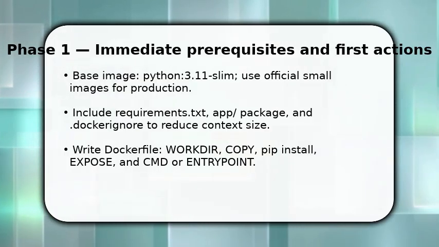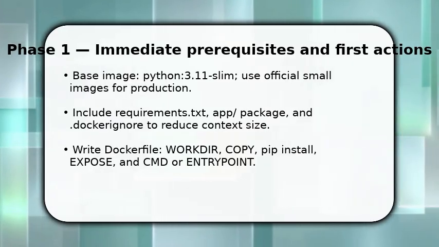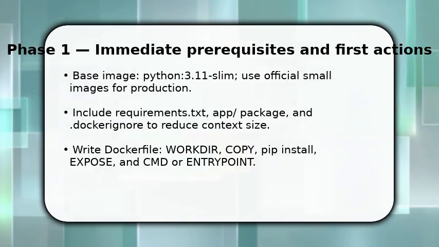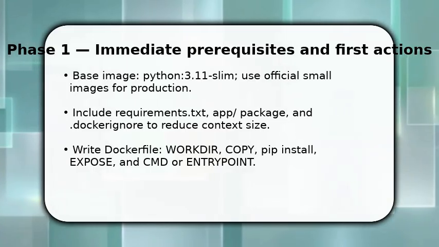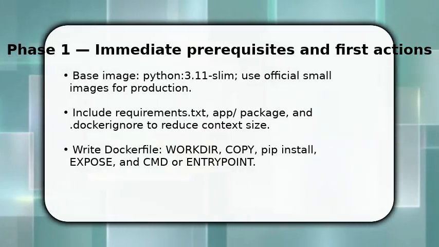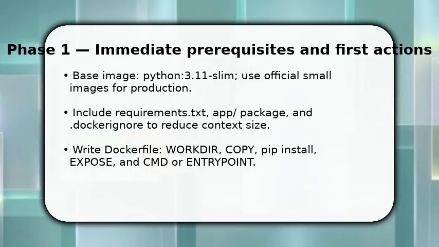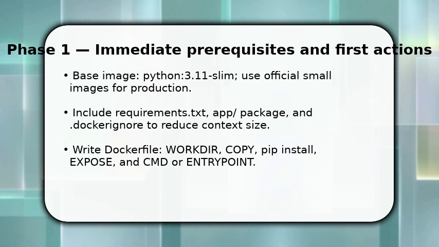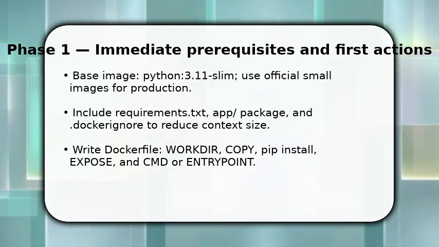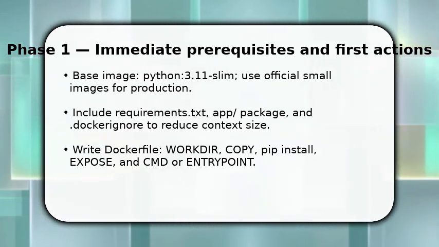Then set WORKDIR to /app, copy requirements.txt, and run pip install --no-cache-dir to avoid bloated layers. Next, copy your application files, expose the Flask port, and define CMD to run Unicorn or flask run. Once done, save the Dockerfile and create a .dockerignore to skip virtual environments and caches.